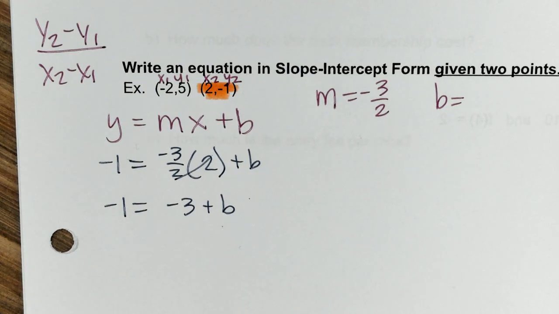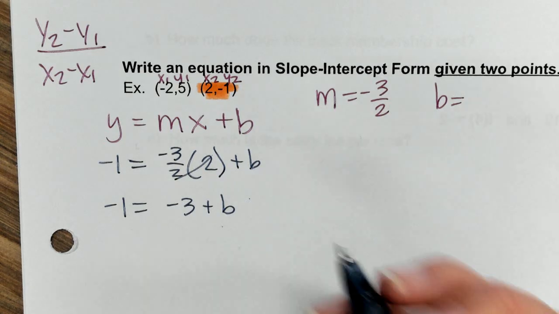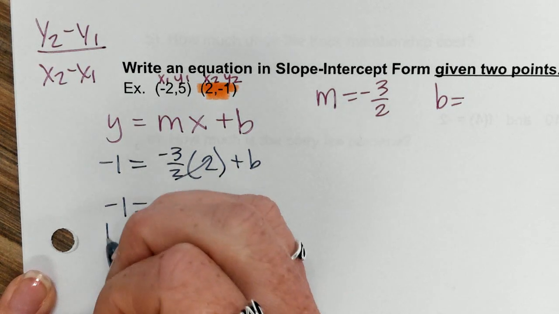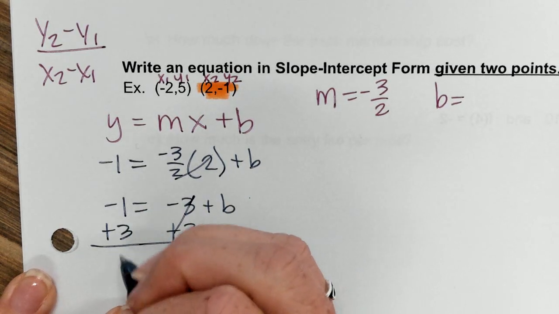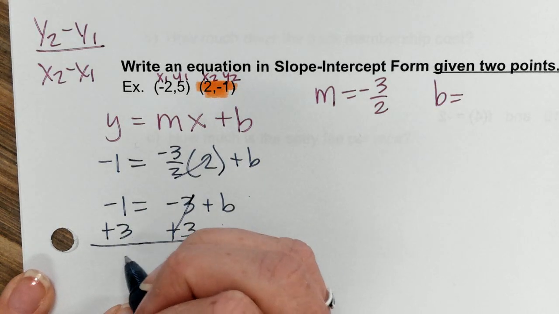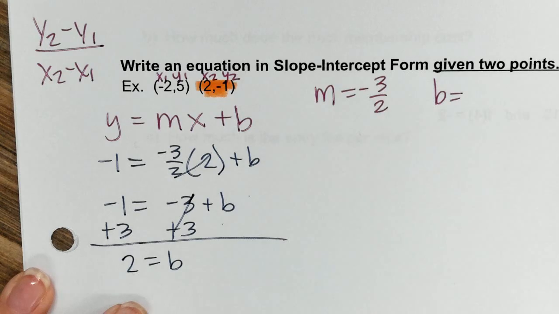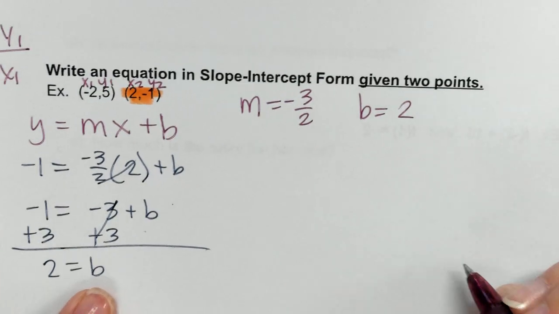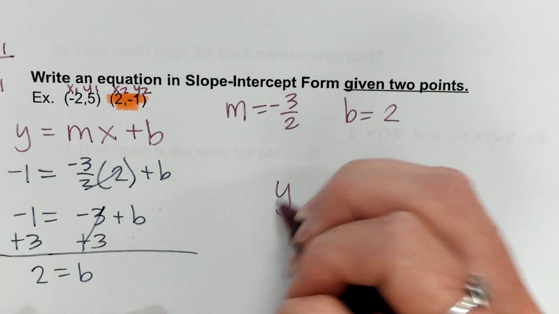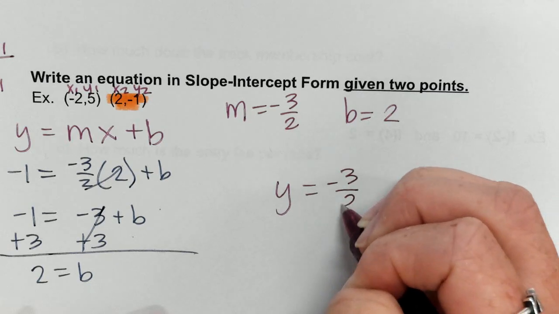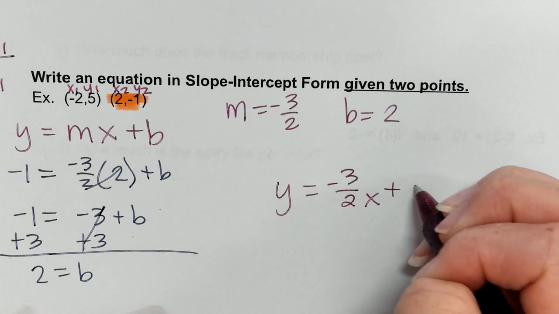But if you don't know that, put in your calculator -3/2 times 2. What did you get? -3. All right, how do I get rid of the -3? Plus 3. And -1 plus 3 is 2. So I would write my equation: y equals -3/2 x plus 2.